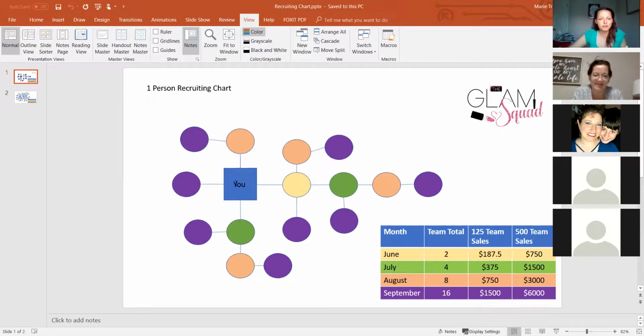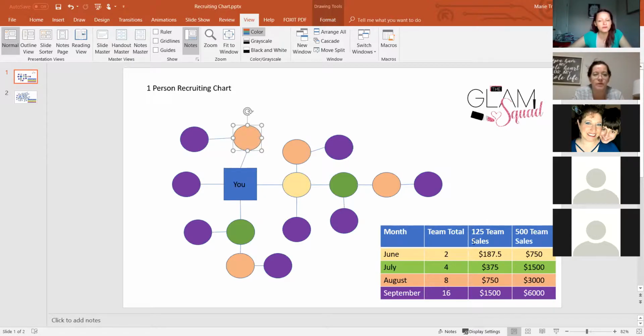So in June, it would just be you and your 1 person. In July, it would be you and your 2 people. See these 2 people here? So that'd be 4 people, right? In August, it would be 8. Woo! So it would be all of these orange, yellow, and green. And then in September, it'd be 16 people total in your business. So you'd have 15 people in your downline, okay?